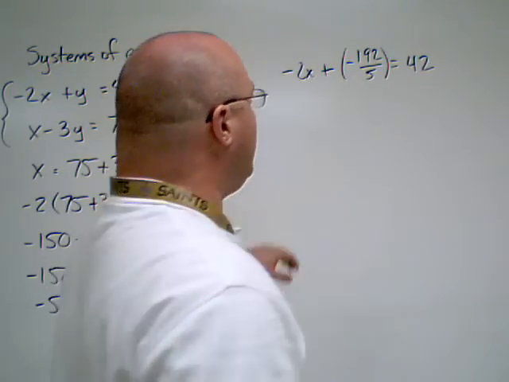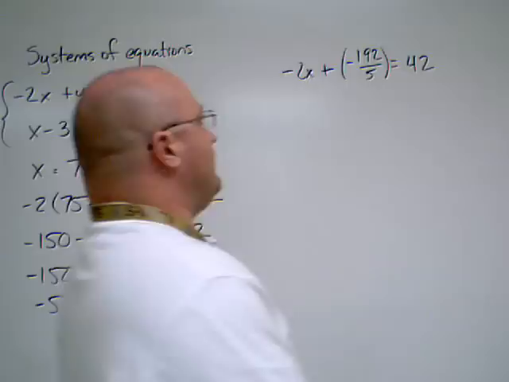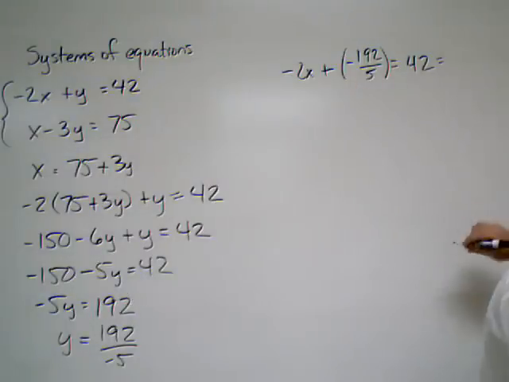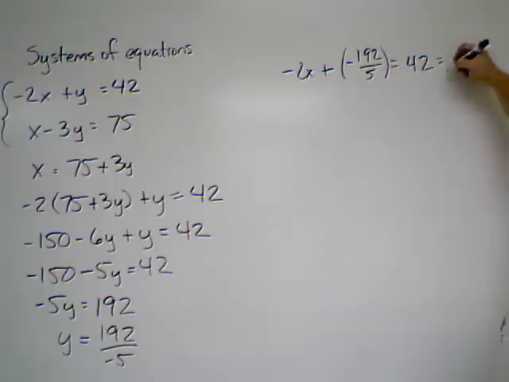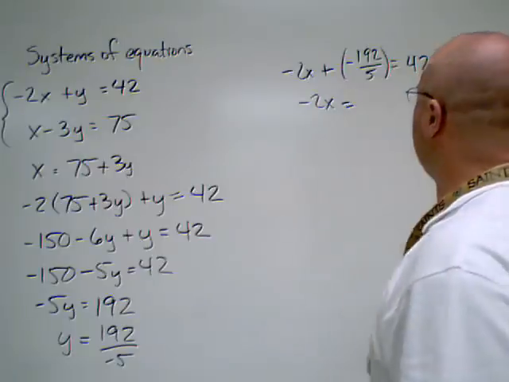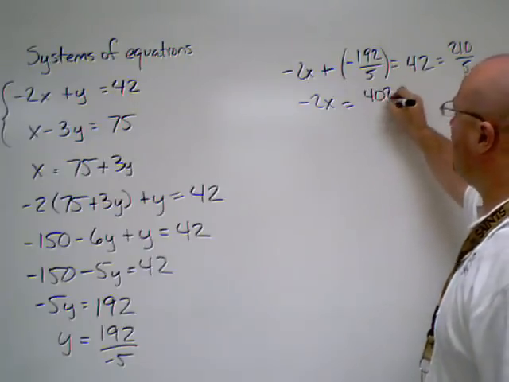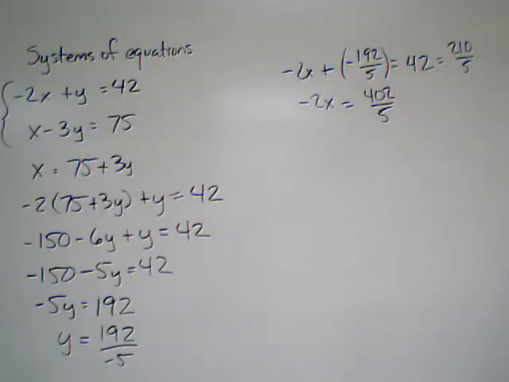Okay, I'm going to add this to both sides to isolate minus 2x. Okay, but to do that, I have to have a common denominator here. So, what I have to do is convert 42 into a fraction. Okay, so 42 times 5 will give me 210 over 5. Alright, now I can add. I'm going to get negative 2x equals, if I add 192 and 210, that should give me 402 over 5. Okay, now all I have to do is solve for x.